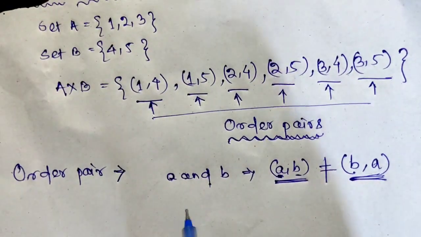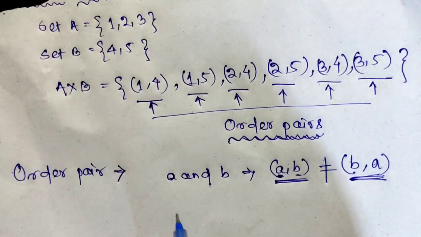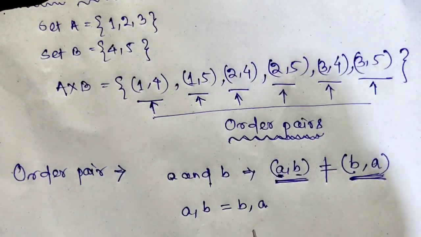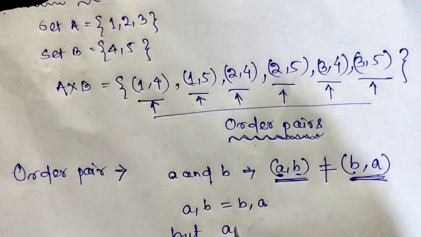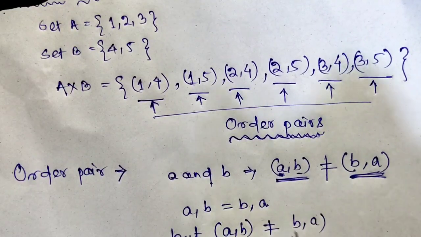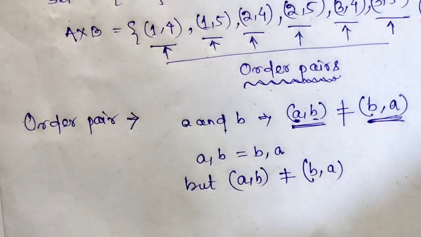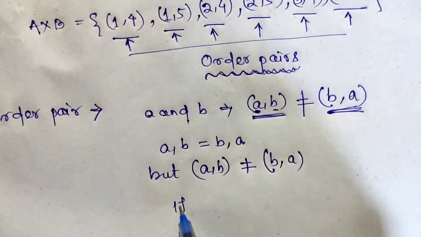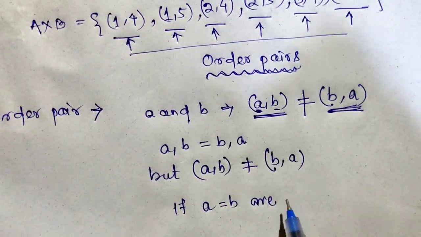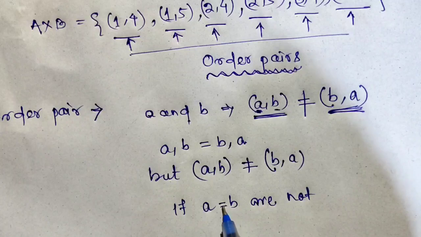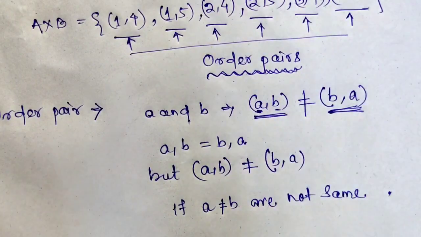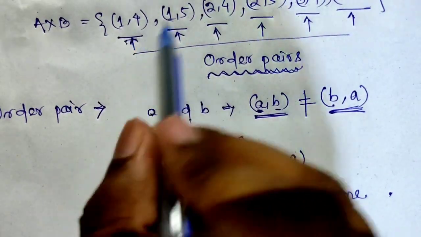But if we write it like a comma b, that is equal to b comma a, but an ordered pair can never be equal to another ordered pair unless a and b are the same.